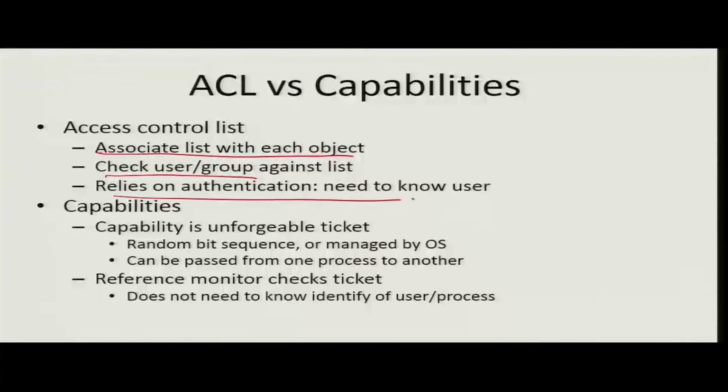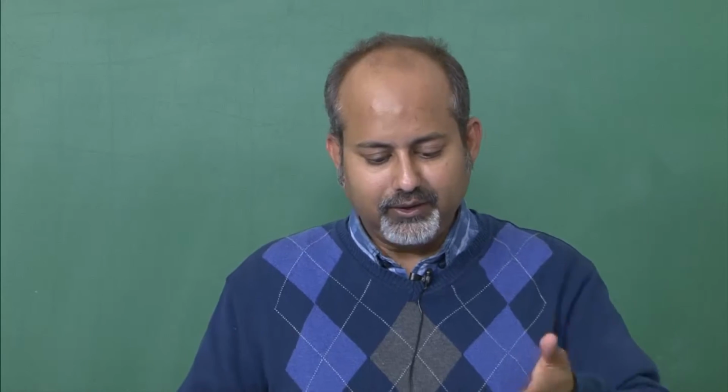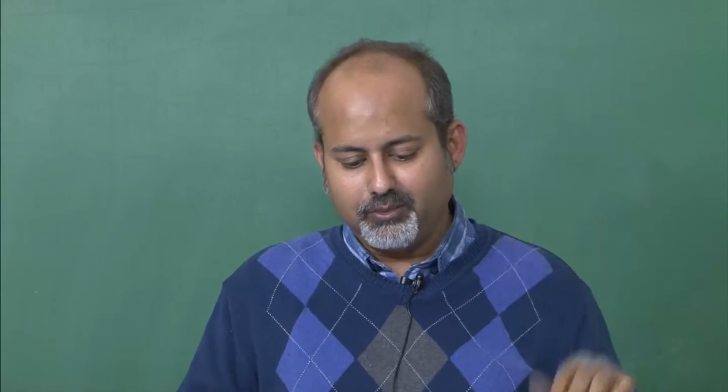It relies on authentication, because when a user tries to open a file, before that the user has been authenticated through a password, username or some other token. So, it needs to have that done before, because otherwise it will not know which user it is. Now, as you know, passwords can be stolen, and therefore this access control may also be compromised.